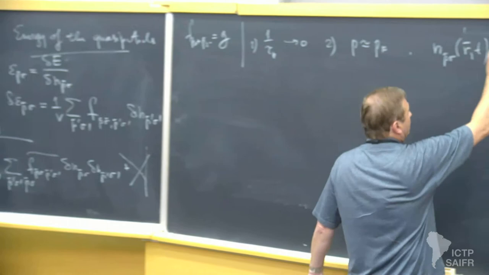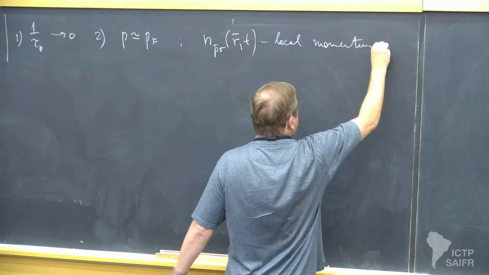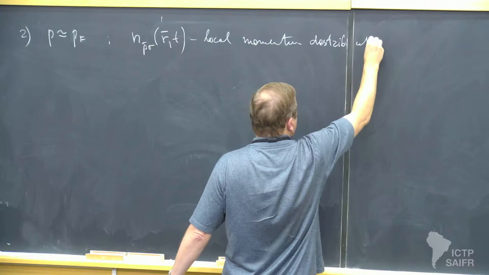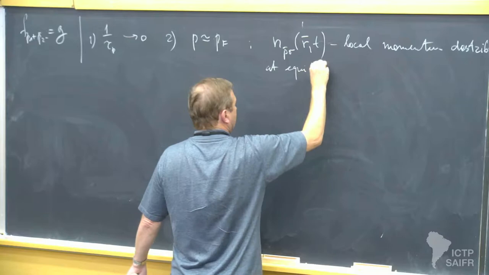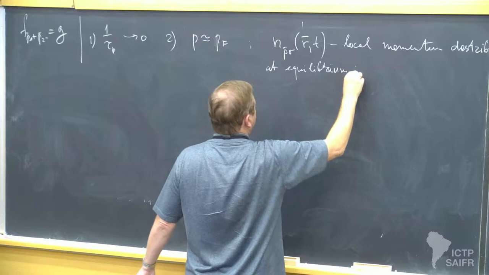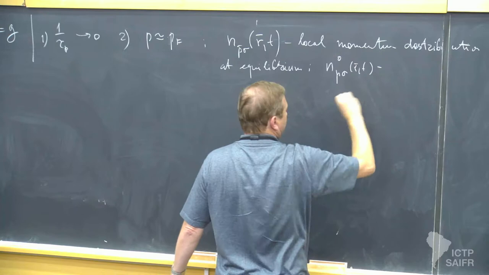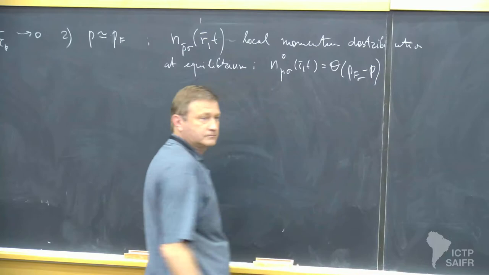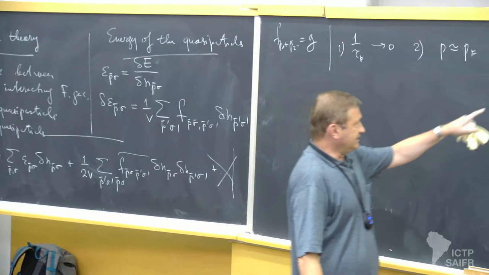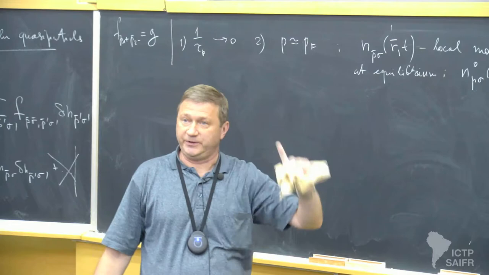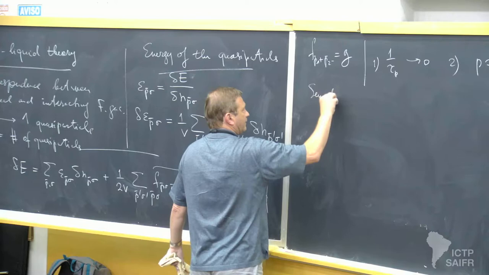So it's a local momentum distribution. Of course, at equilibrium, n_p sigma at T zero is just the step function, p_Fermi minus p. Saying that, I can write for these things the standard semi-classical kinetic equation.